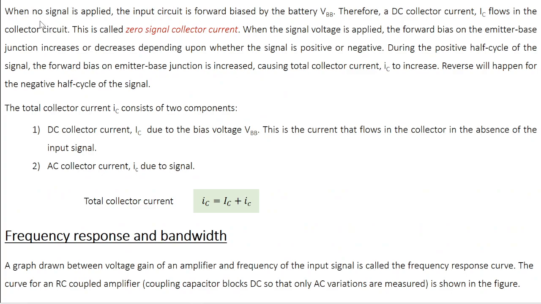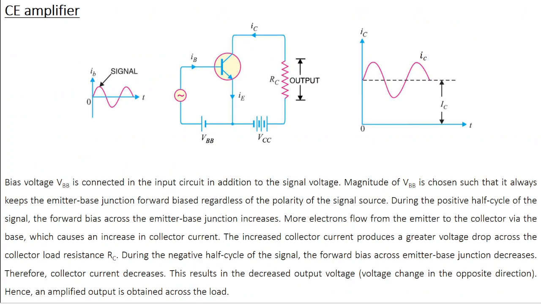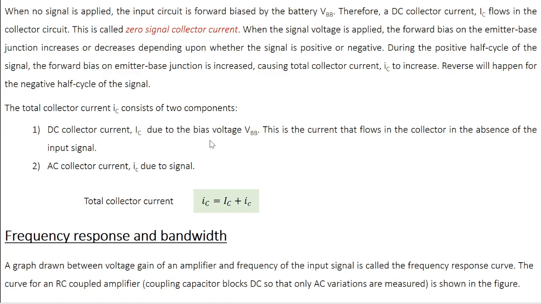And when no signal is applied at the input side, then what happens? Even if the signal is absent, you still have a forward bias VBB, right? So because of this forward bias, a DC collector current IC is going to flow in the collector circuit, and this current which flows in the absence of an input signal is known as zero signal collector current. So when the signal voltage is applied, the forward bias on the emitter base junction increases or decreases depending on whether the signal is positive or negative.